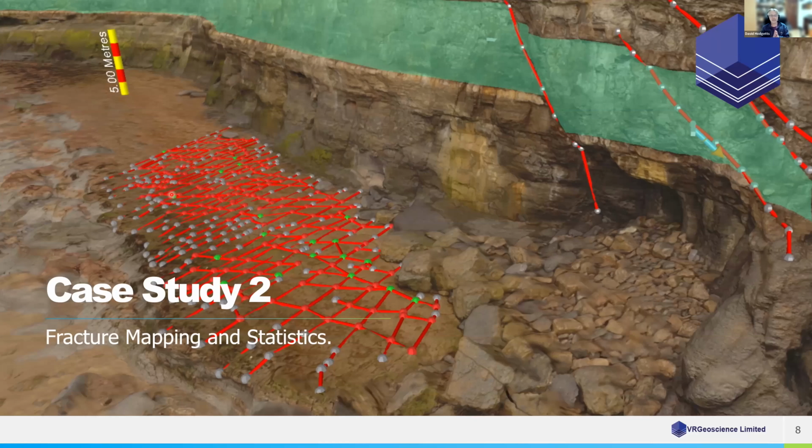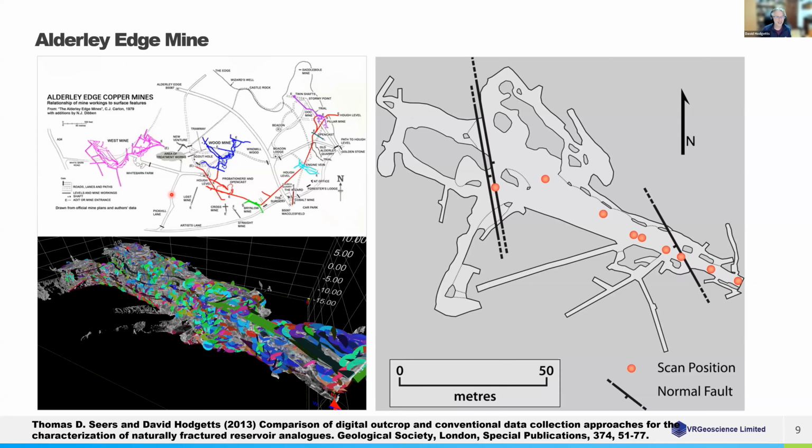So our next case study is looking at fracture mapping and fracture statistics. And for this one, we're going to head away from Egypt and come back to near Manchester. Just to the south of Manchester, there's a set of old mines. They're disused now. They're copper mines. They have a very long history.